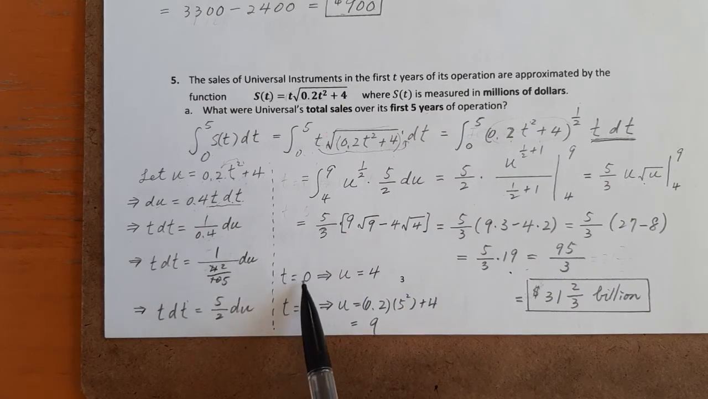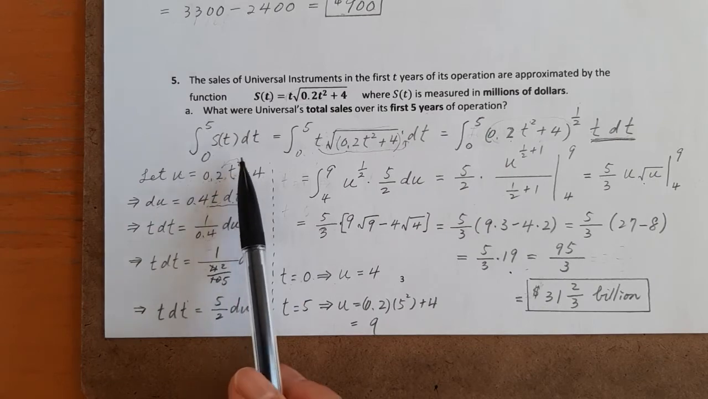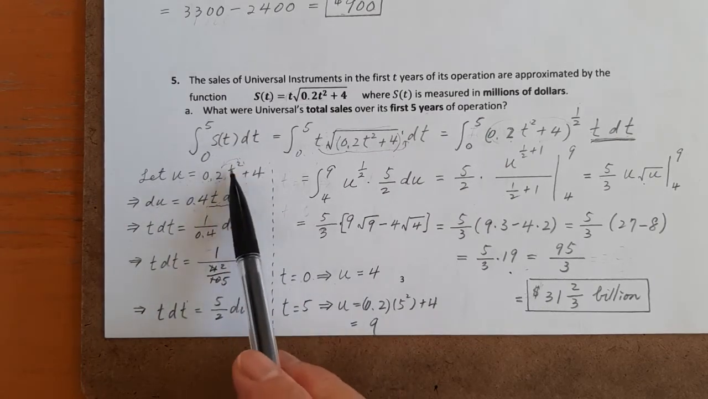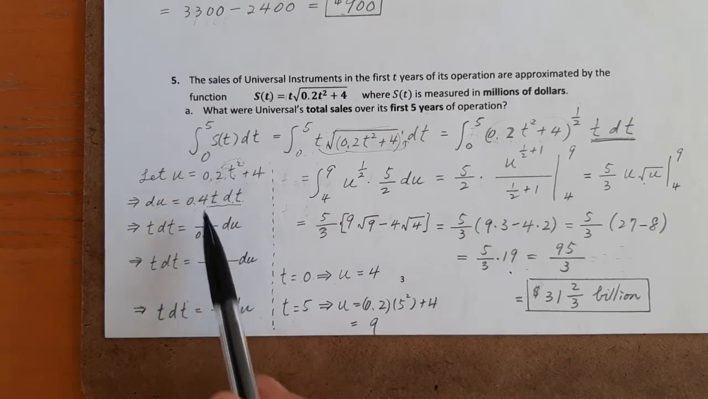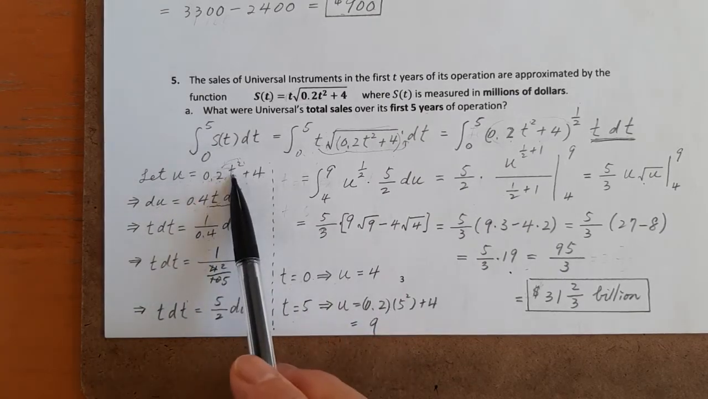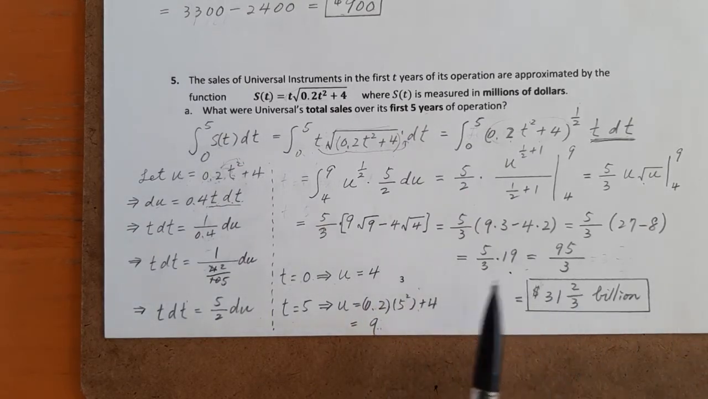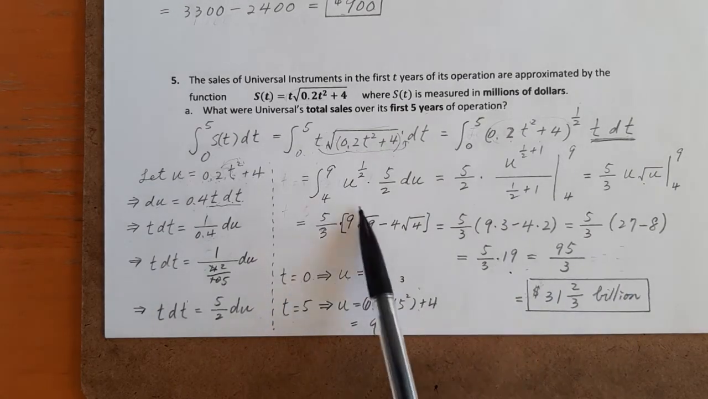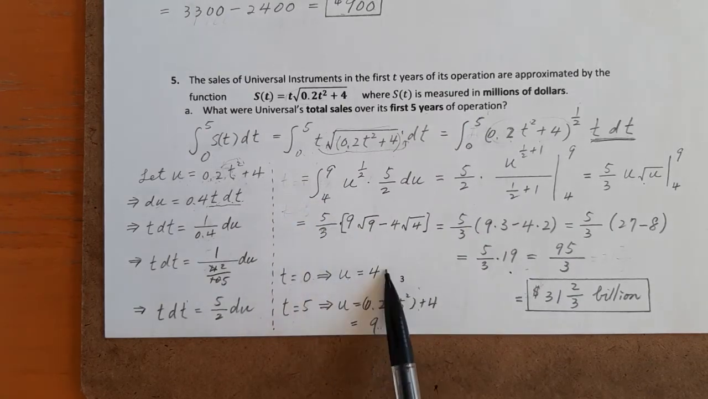So when t equals 0, u will be what? Since u is 0.2 t squared plus 4, when t equals 0, plug it in, u is 4. When t is 5, plug it in, get 0.2 times 5 squared plus 4. 5 squared is 25 times 0.2, it's 5. Add 4, it's 9. So when t goes from 0 to 5, then the integral of u goes from 4 to 9.